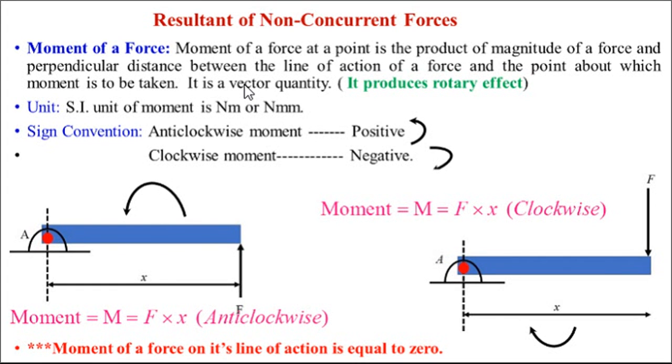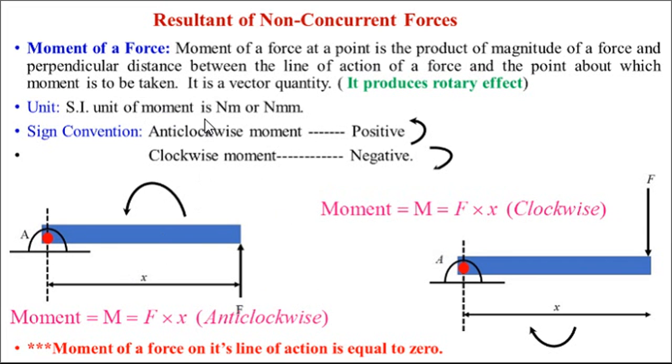Already we have discussed the moment of a force in one of the lectures. So moment means what? It is the product of the magnitude of force and the perpendicular distance between the line of action of the force and the given point. Suppose this force is F here. If I want to take moment about this point A, this is the line of action of the force, and F into X will be the moment.